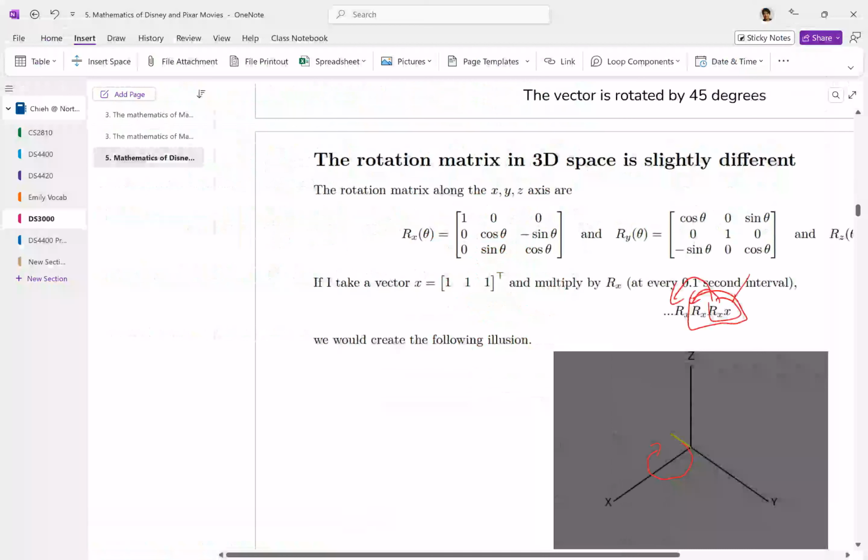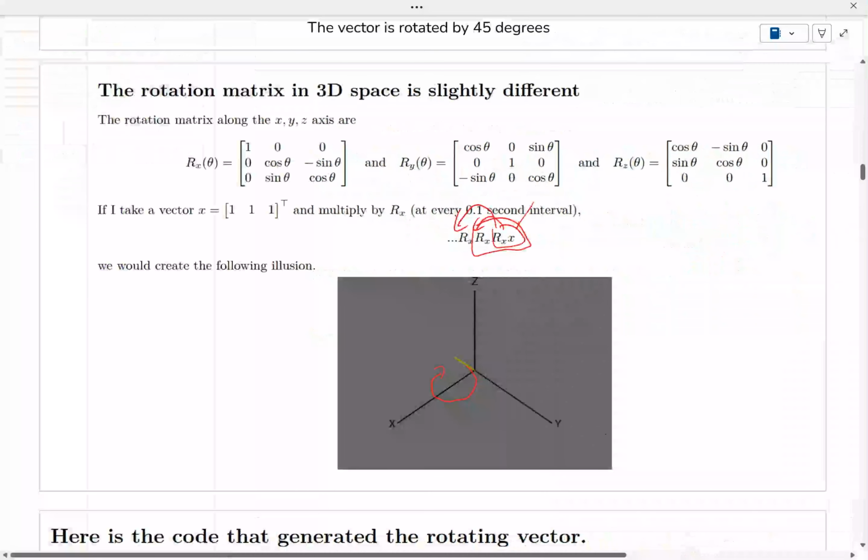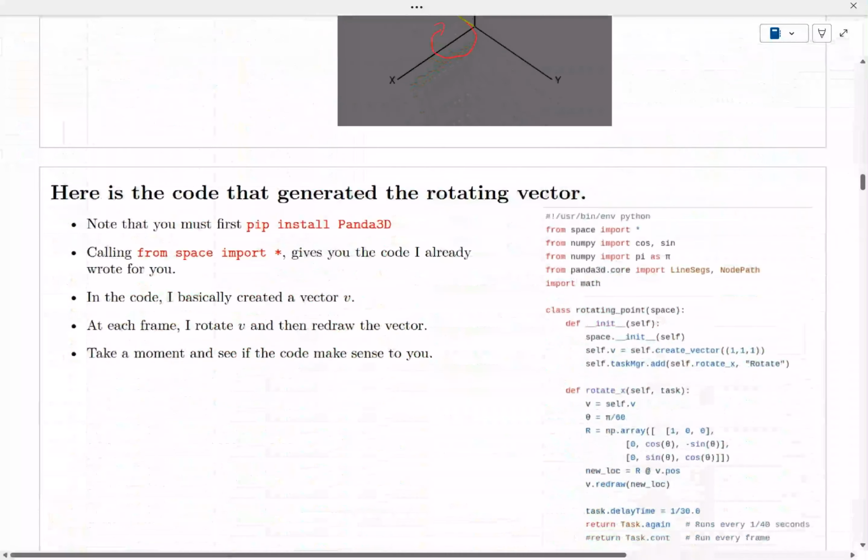Right here. Yeah, here we go. From here, you can see that it's rotating around the x-axis. The way we achieve this illusion is you take x, multiply by the rotation matrix, then take the result of that and multiply by the rotation matrix again. All right, so let's go back. That's the idea: the rotation matrix allows you to rotate around the x-axis.